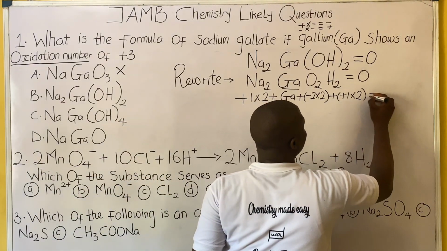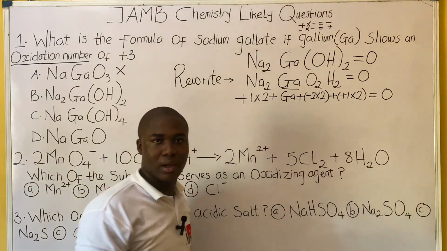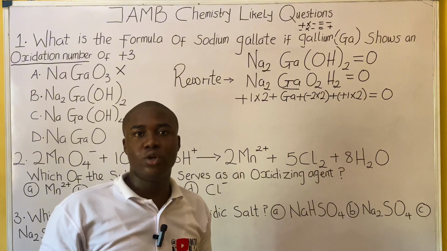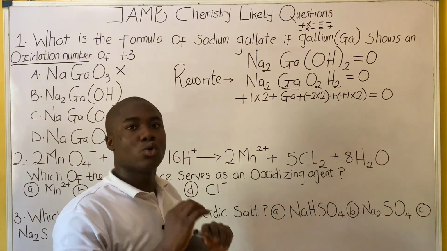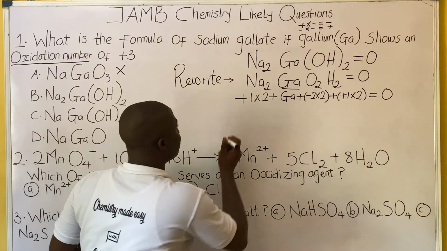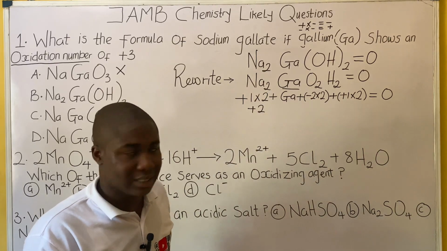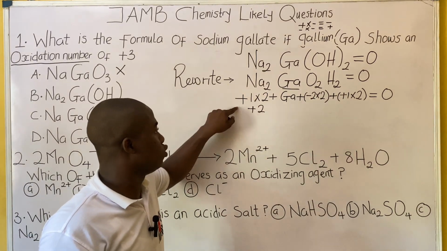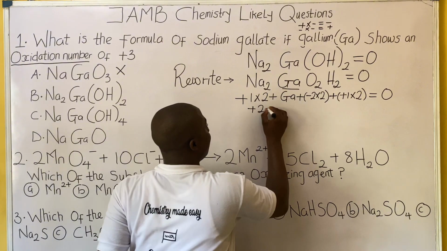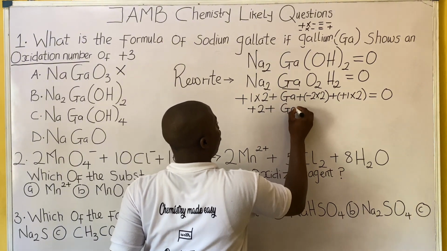So we make everything equal to 0 as seen here. Moving further, we have to break everything down. So let's break everything down. It's going to be plus 1 times 2, that's plus 2. I believe you understand. 1 times 2 is 2. So plus 3 remains. All right. Plus gallium, which is unknown.